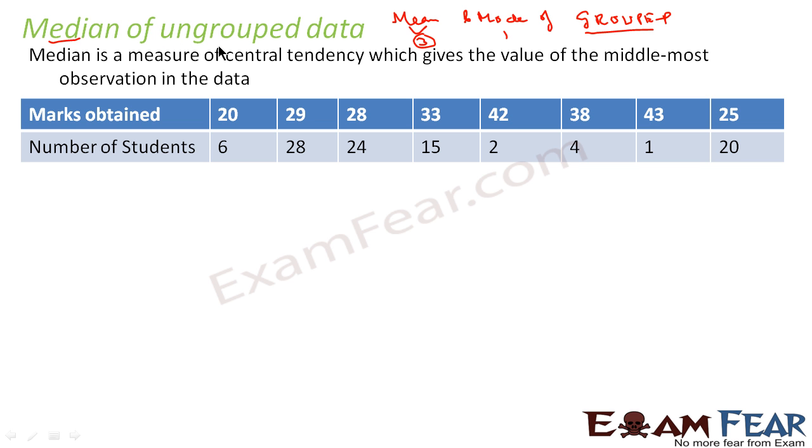But before we start the median of group data, let me solve a question using median of ungrouped data, so you will get the understanding of how to find median of ungrouped data, and then we'll proceed with median of group data. To start with, let me recapitulate what I have told earlier. Median is nothing but a measure of central tendency which gives the middlemost value in the given data set. For example, in this case we have number of students, marks obtained by students, 20 by 6 students, 29 by 28. Like this we have this data, and for this we have to find median.